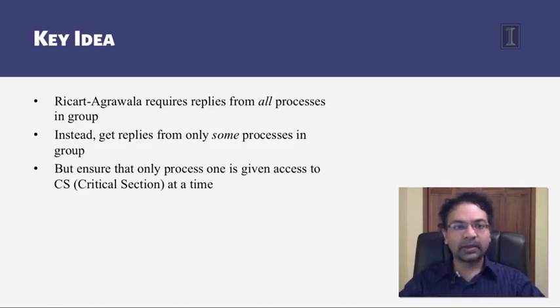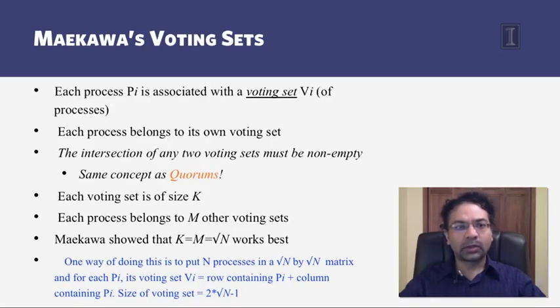The key idea in Maekawa's algorithm, the new algorithm, is that you need to get replies from only some processes in the group, not all the processes, but only some. But you also need to ensure that only one process is given access to the critical section at any point of time, which means that safety is guaranteed. So Maekawa's algorithm works as follows.